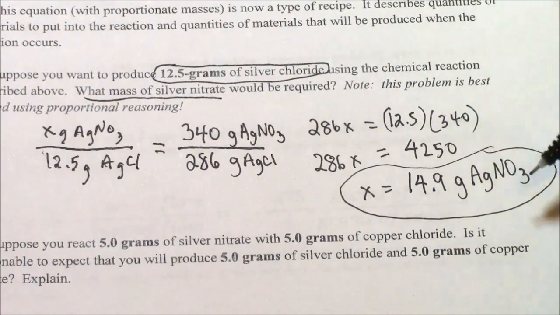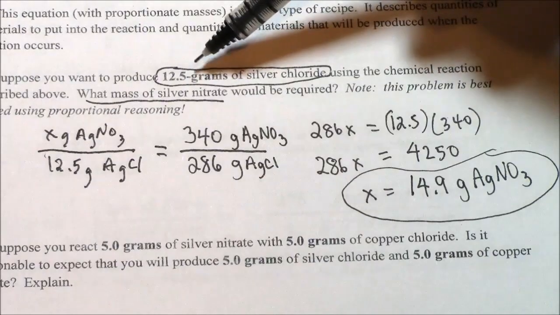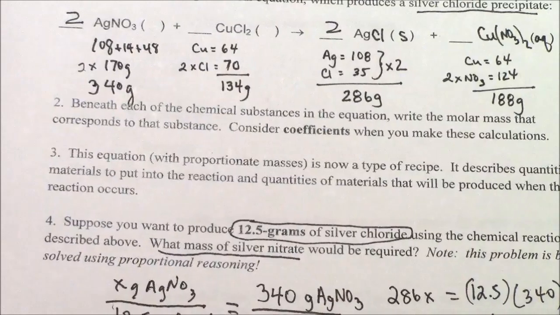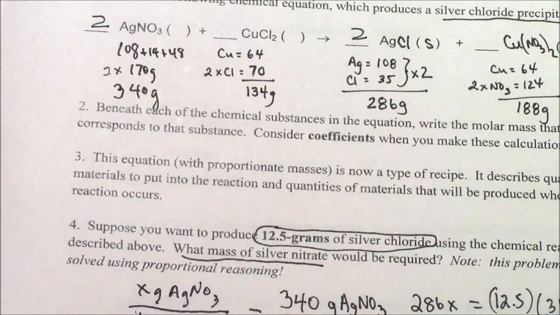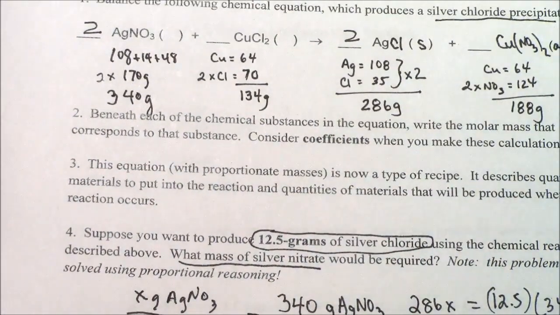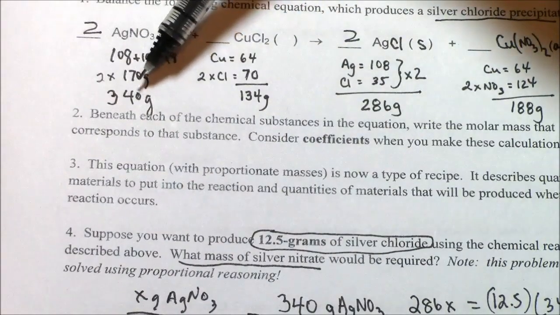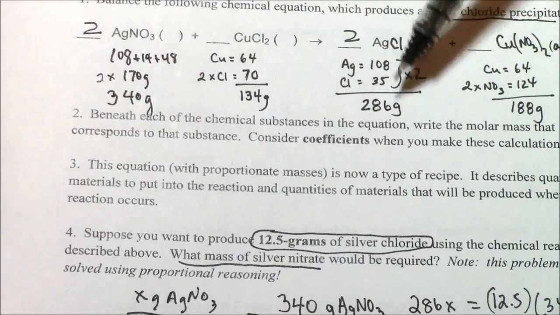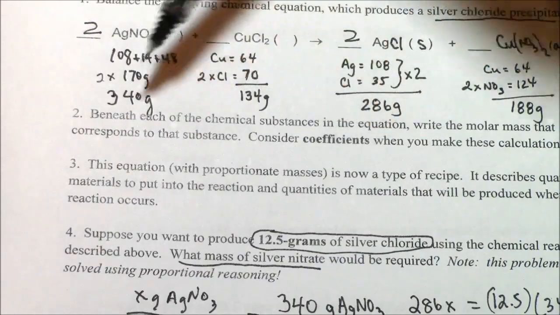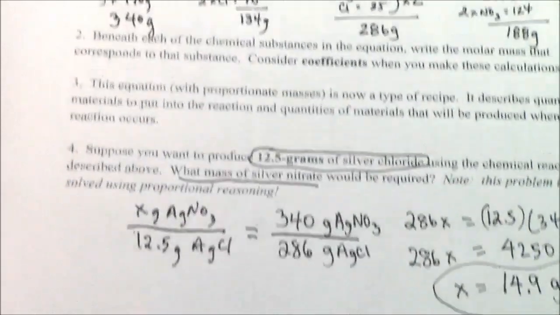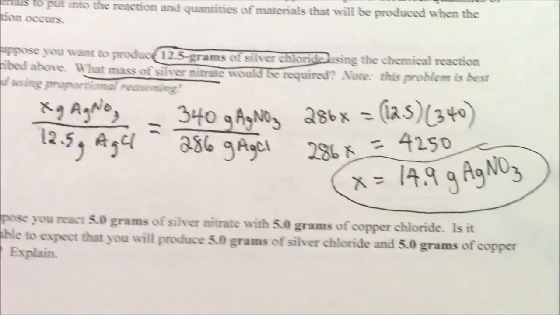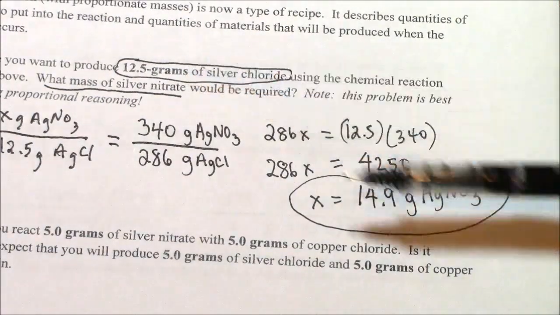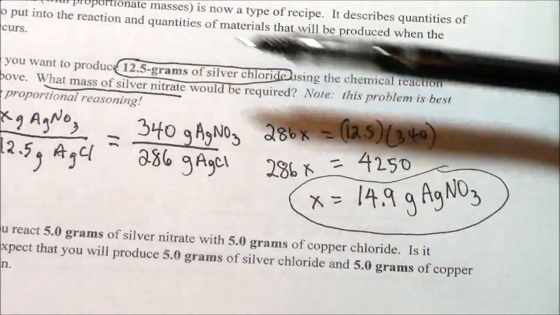Now I'll think about this answer. It's a little larger than the given quantity. So I'll go back up to my chemical equation and see, is it right that the mass of silver nitrate should be larger than the mass of silver chloride? So according to my recipe, it is correct that the silver nitrate mass should be larger than the silver chloride mass, not by a whole lot. And that's good news because my value here is larger than the silver chloride mass, but not by a whole lot.